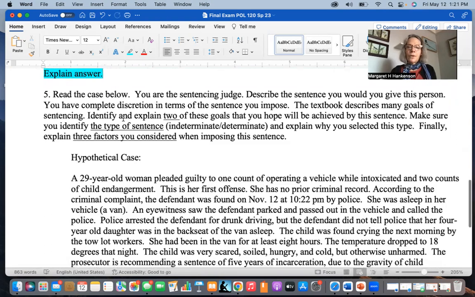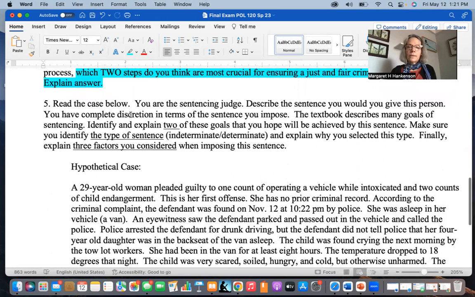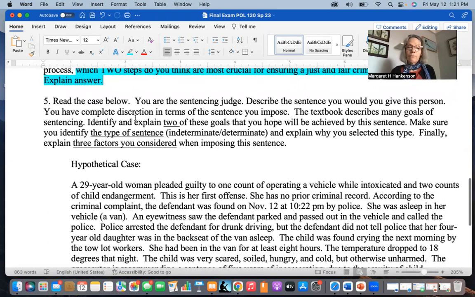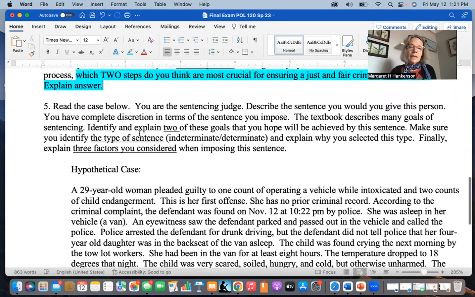And then explain two of the goals that your sentence is designed to achieve. And then make sure that you tell me the type of sentence, indeterminate or determinate, and explain why you selected this type. And then finally, explain three factors that you considered in imposing the sentence. So that's a lot of what we covered in the sentencing lectures and also in the textbook. And so this gives you an opportunity to apply what you've learned to this hypothetical.